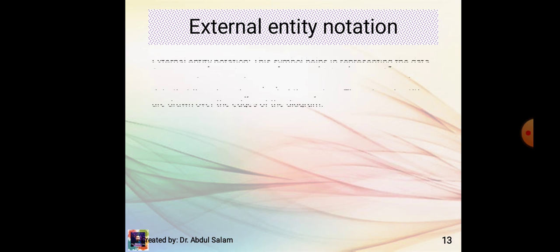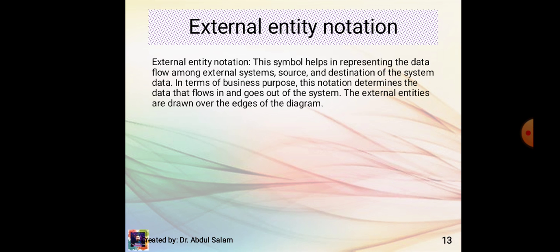External entity notation. These symbols help in representing the data flow among external systems, the source, and destination of the system data. In terms of business purpose, this notation determines the data that flows in and goes out of the system. The external entities are drawn over the edges of the diagram.